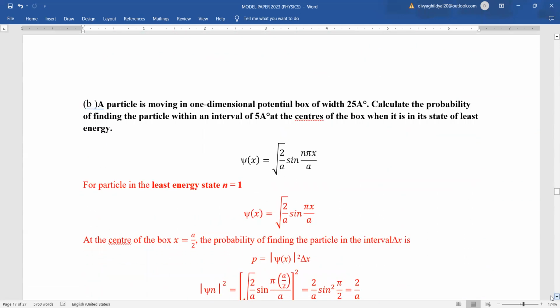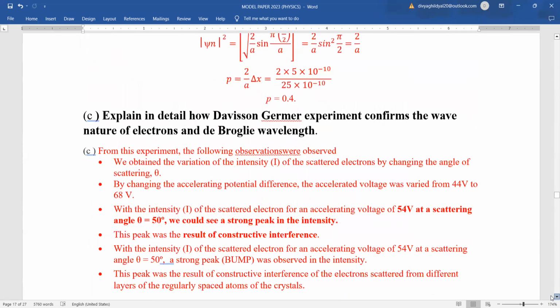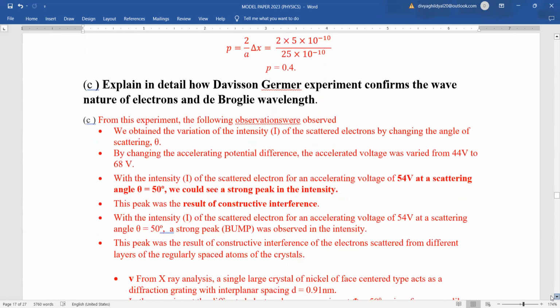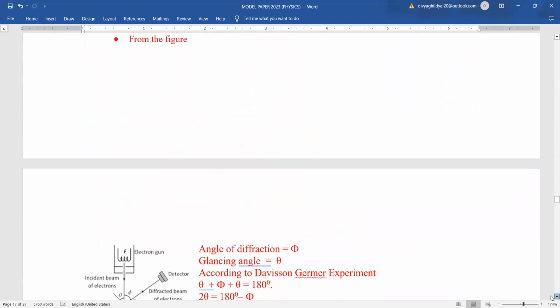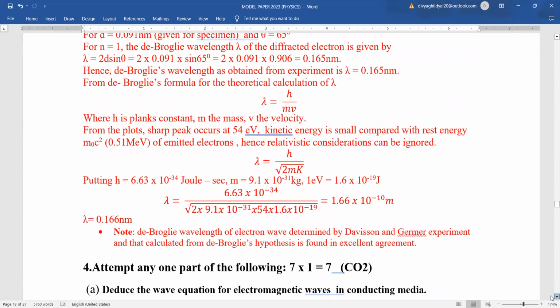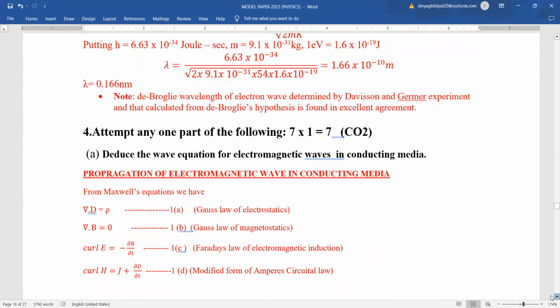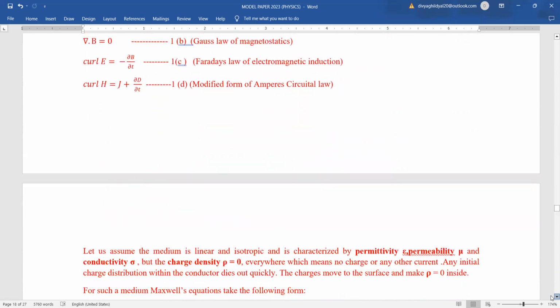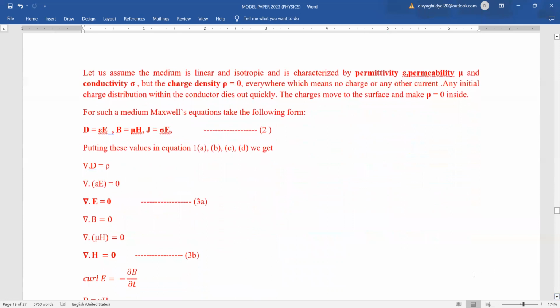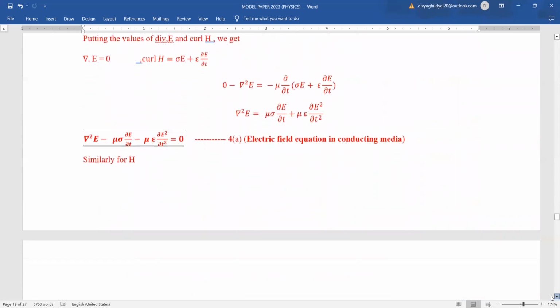because I have to get 7 marks for the answer. Suppose it's a numerical on particle in a one-dimensional well, then I will be using the equation and solving the same. Davisson-Germer is used to confirm the wave nature of electrons and verify the de Broglie wavelength, so that the answer comes the same. You can refer to the quantum playlists. Then, derive the wave equation for electromagnetic waves in conducting media. I will use my Maxwell's equations, put the values there, rho equal to 0, and I will give the detail of how to derive my wave equation for conducting media.